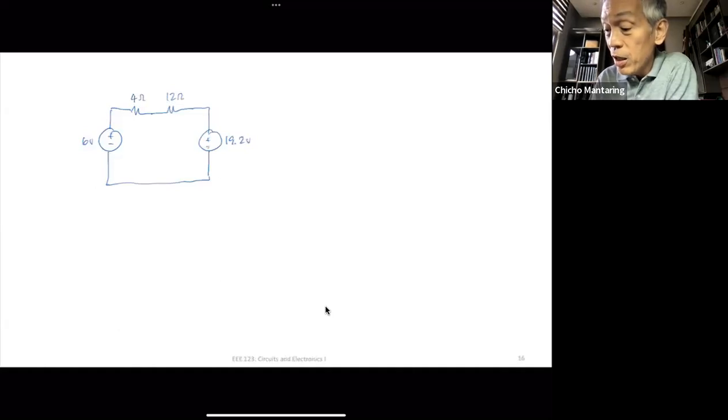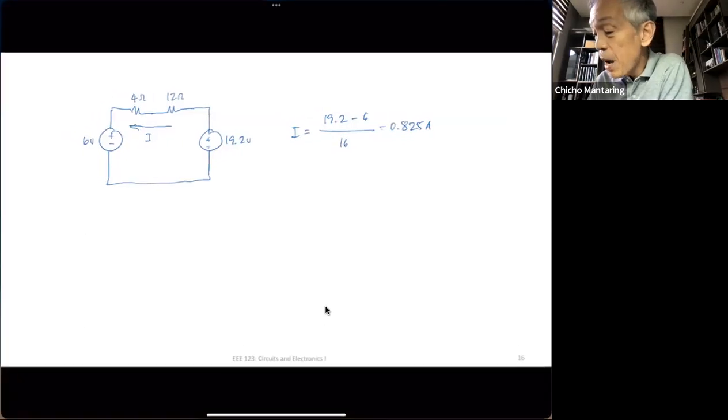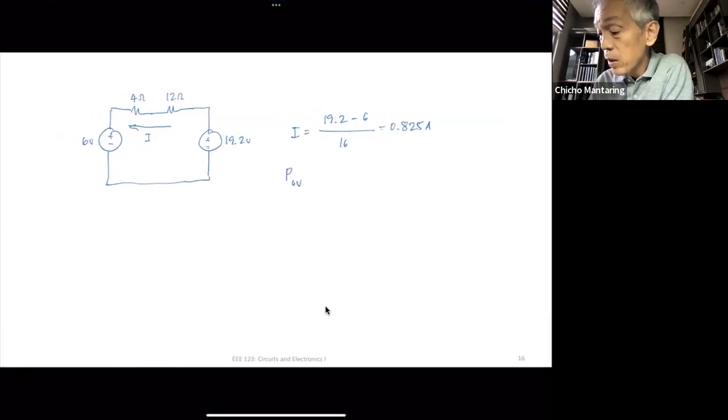Actually, at this point, we can already solve the problem. I can already solve for this current I. I is just 19.2 minus 6 divided by 16. This is going to give me 0.825 amperes. I already have the answer in my notes. So P, the power of the 6 volt source, will be 6 volts multiplied by I, and this is going to give me 4.95 watts. So this is my answer.